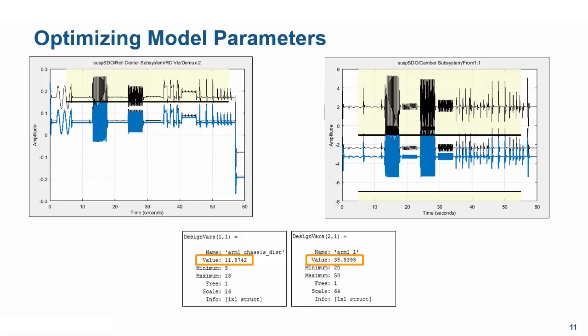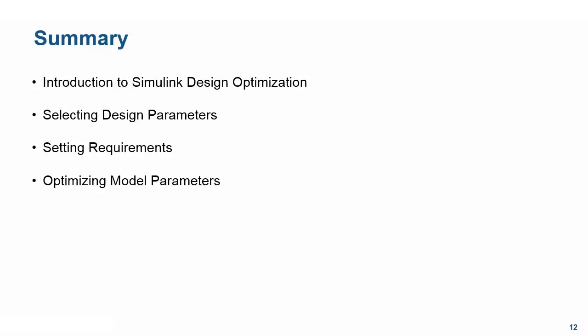Finally, we click the Optimize button to run through the optimization and get the final design parameter values that satisfied our goals. We also talked briefly about options you can set for our optimization problem. In summary, we introduced Simulink Design Optimization. We saw how to set design parameters and requirements, and finally optimize model parameters. This concludes this video.